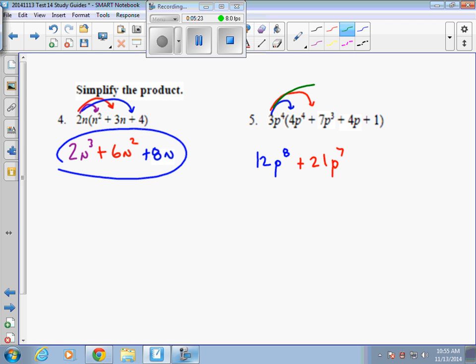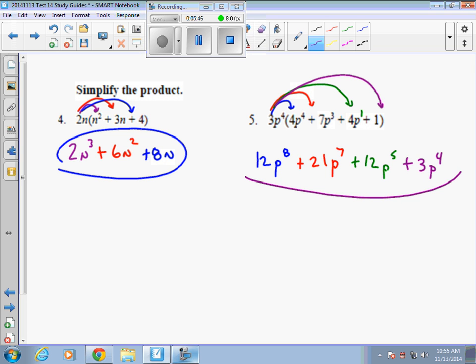3P times 4P. 3 times 4 is positive 12. P to the fourth plus P to the first power. Remember, there's nothing shown. That means it's to the first power. You get P to the fifth power. And then the last one, 3P to the fourth times 1 is positive 3P to the fourth. Again, all of this is very, very simple, but it's very, very tedious with a lot of chances to make a mistake.